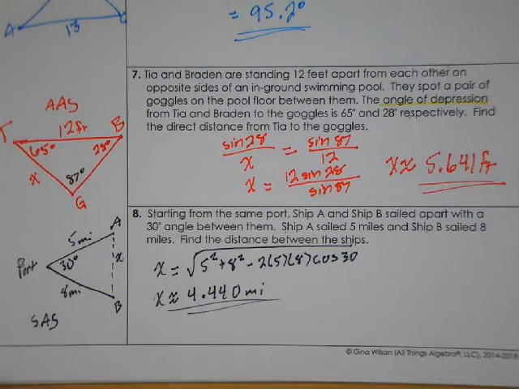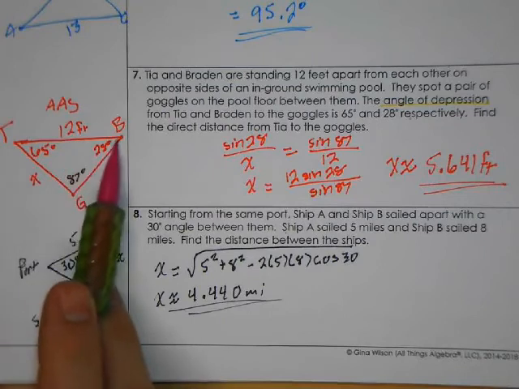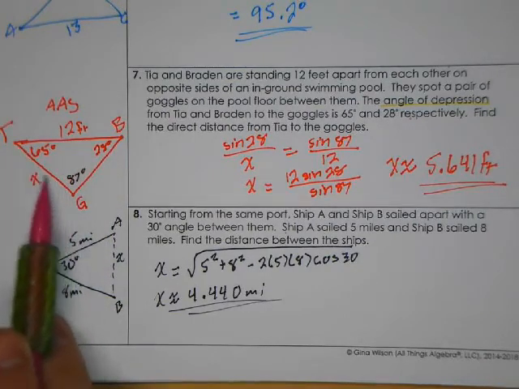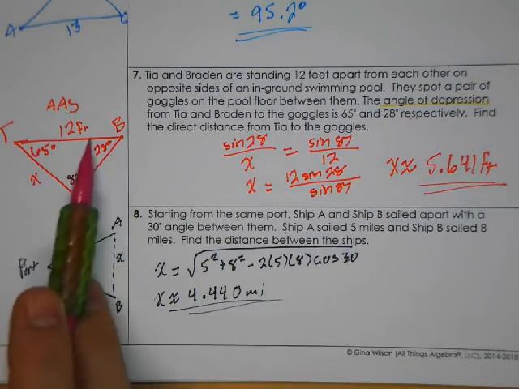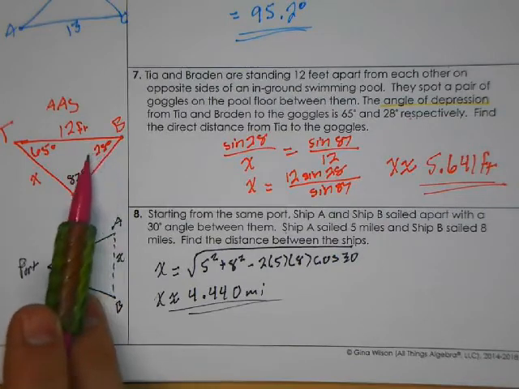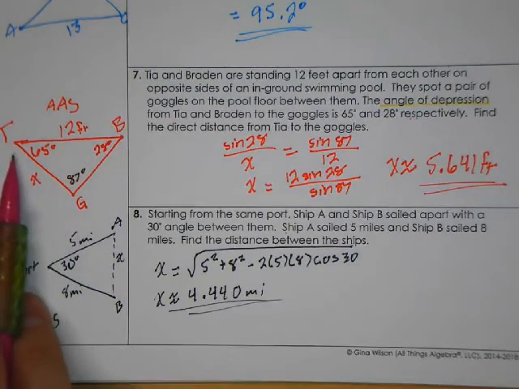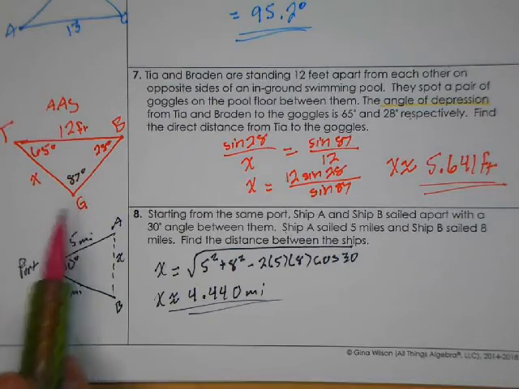All right, how well did you do with these last two? Hopefully you're able to get the same answers that I am. On number 7 particularly, I wanted you to try it because of the angle of depression vocabulary. Remember, the angle of depression or angle of elevation must be made from a horizontal line. So an angle of depression from Tina would be given as 65 degrees here, so that's why this angle is 65. Here, Braden has an angle of depression looking down of 28 degrees. And it's asking you to find how far Tina is from the goggles, so that's why I'm saying G here for goggles.